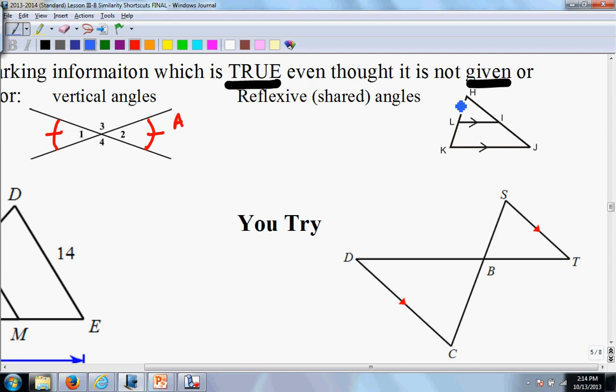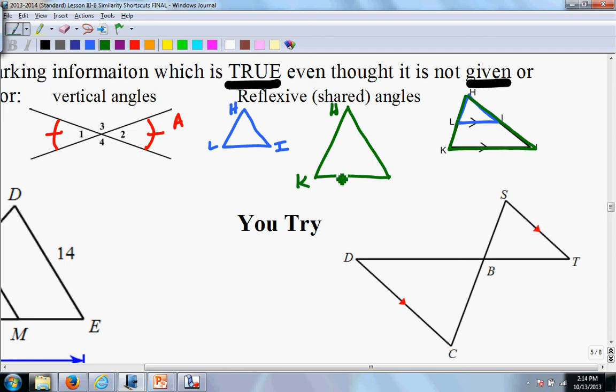I have overlapping triangles. Let's draw them and pull them apart. This is H, L, and I. And then here, green. This is H, K, and J. And then these sides were parallel. So another common freebie is the fact that if you look really carefully, this blue and this green triangle, they overlap at exactly the same angle.